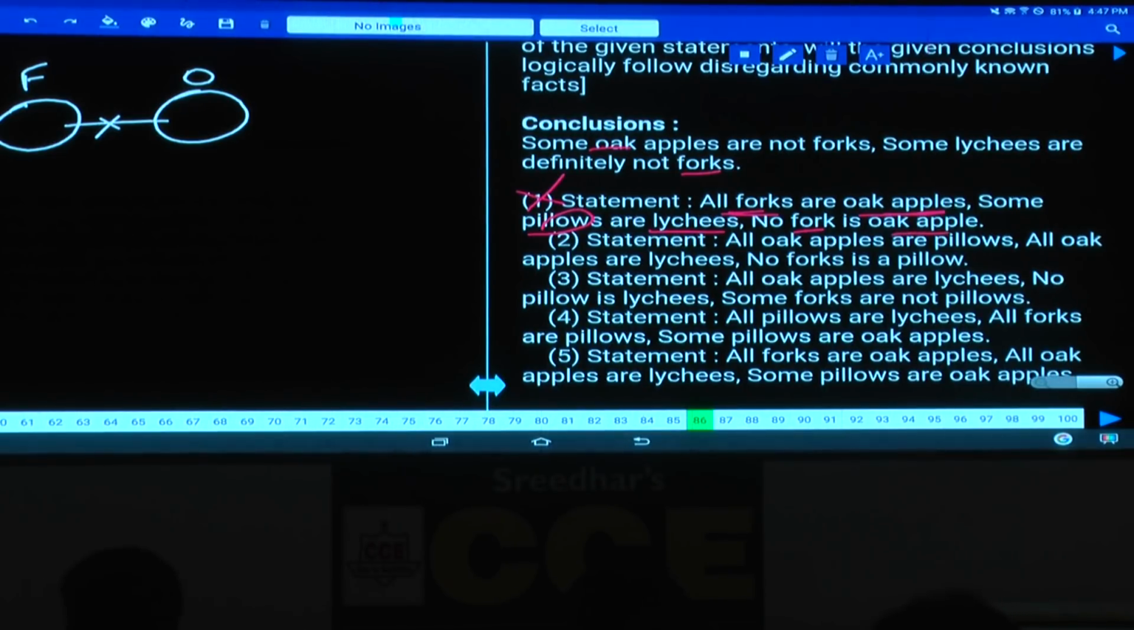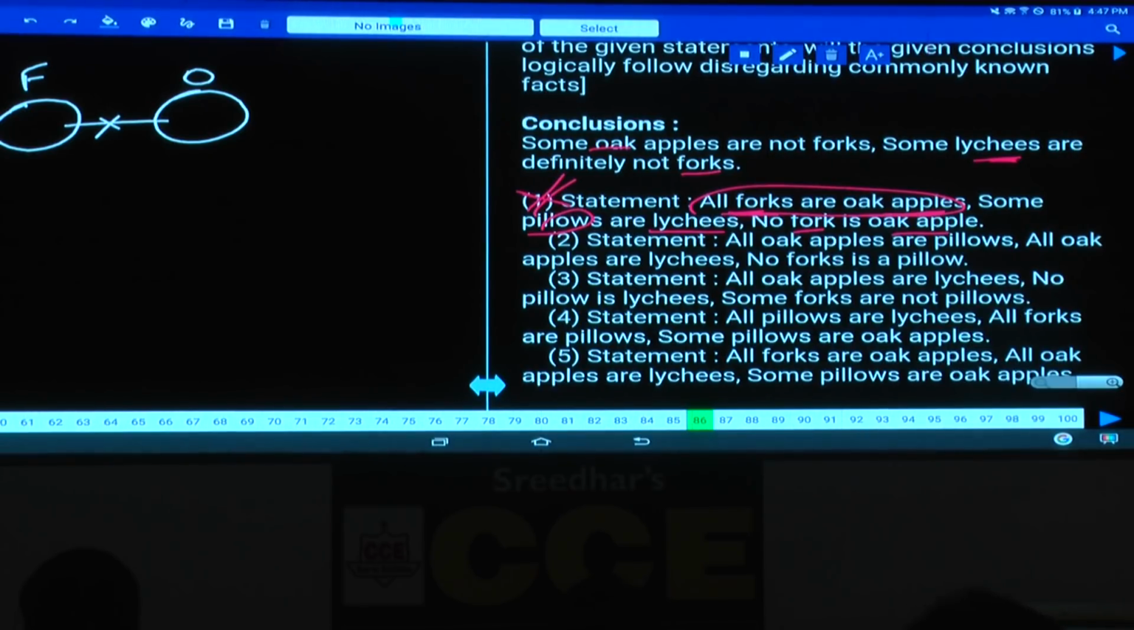Now, these two statements are two different statements, isn't it? We cannot have two statements of the same category in this one, isn't it? We cannot combine the statements at all. Okay? And again, in this one also, what happened here? Lychee is there at only one place, and pillow is nowhere present, hence choice 1 is completely ruled out.